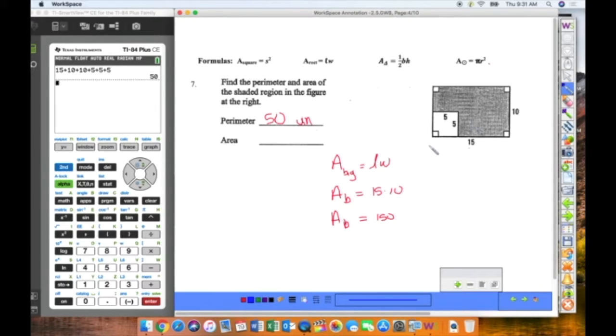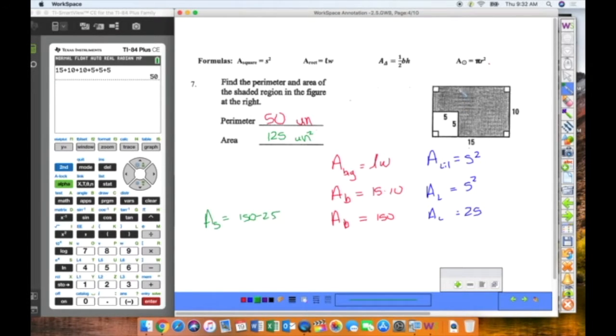Then, since I want to find the area of the little guy, I'll do area of the little. That's a square, so side squared. Area of the little is 5 squared, which is 25. And to find the area of the shaded, don't we need to take the area of the big guy and take away the area of the little guy? So the area of the shaded would be 150 minus 25, which is 125 units squared in that situation.